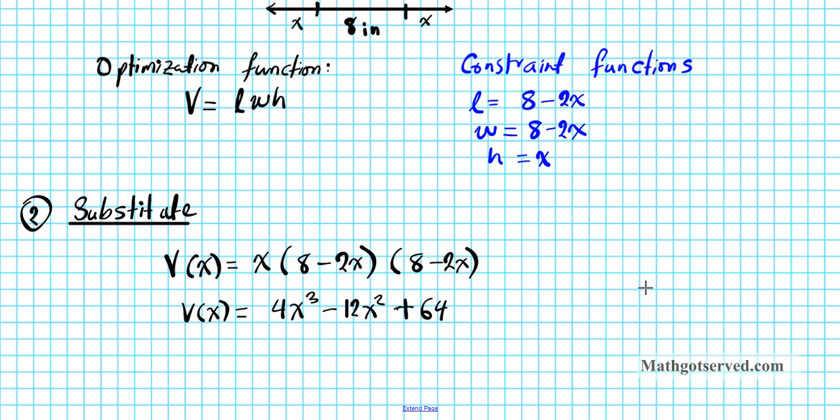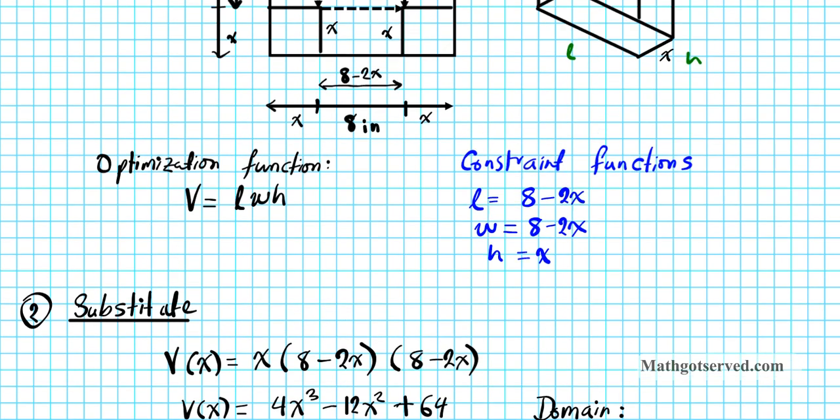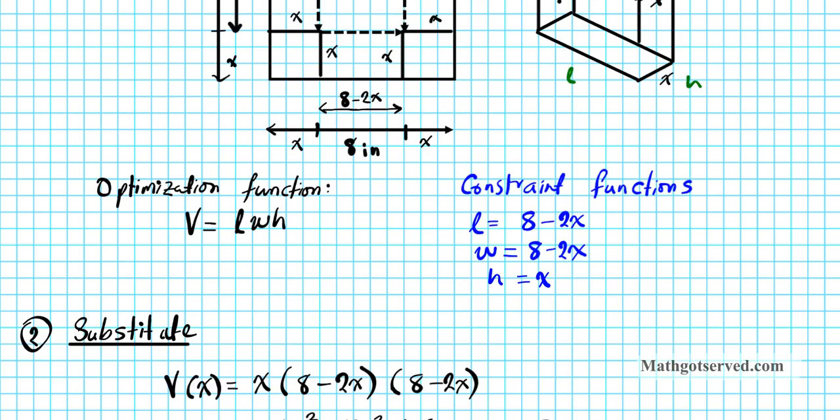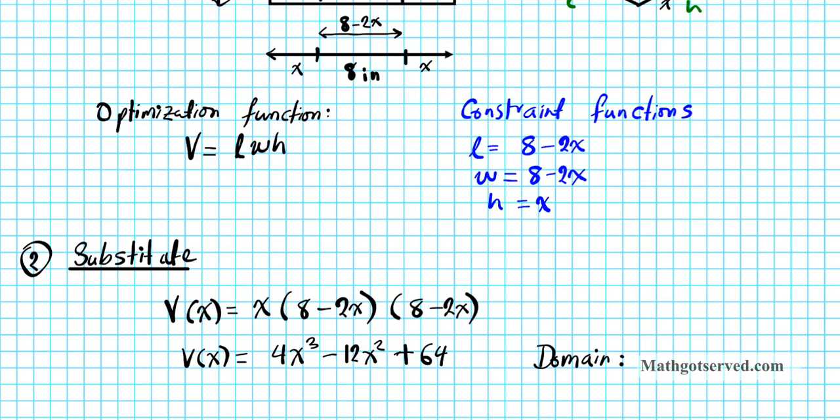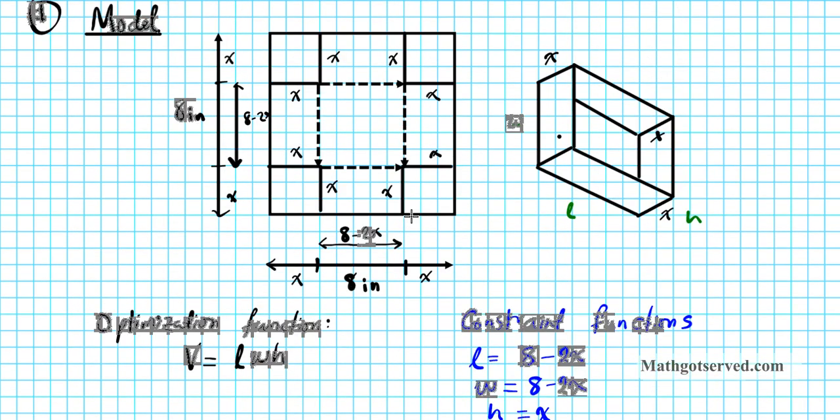Now we have to state the domain. So let's state the domain for x. If you go back to the figure, this function is in terms of x, so the domain is going to be the constraints on x. So how small can this box be? This box can actually become a point, basically. So you just have a flat sheet of steel, you decide not to cut anything out.